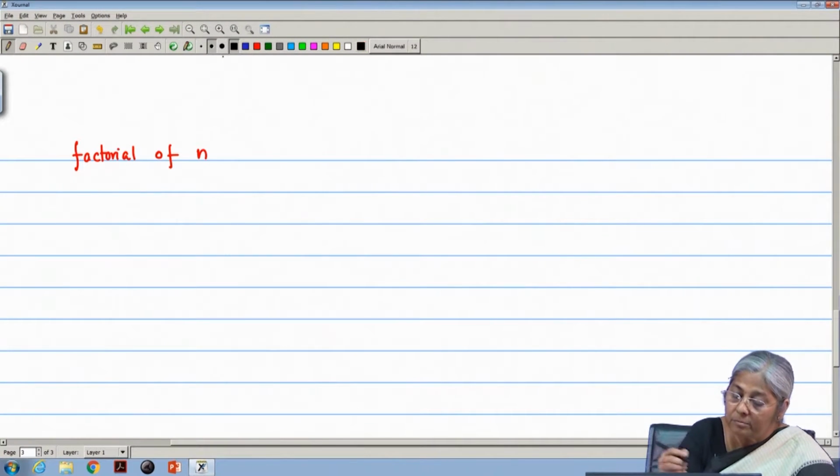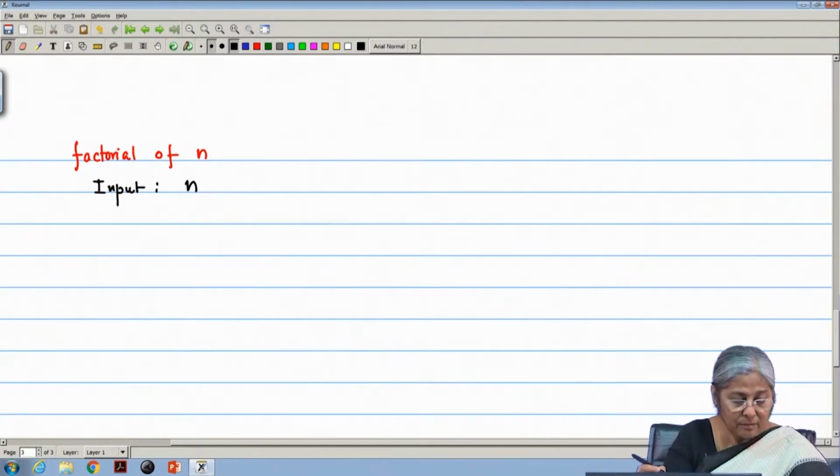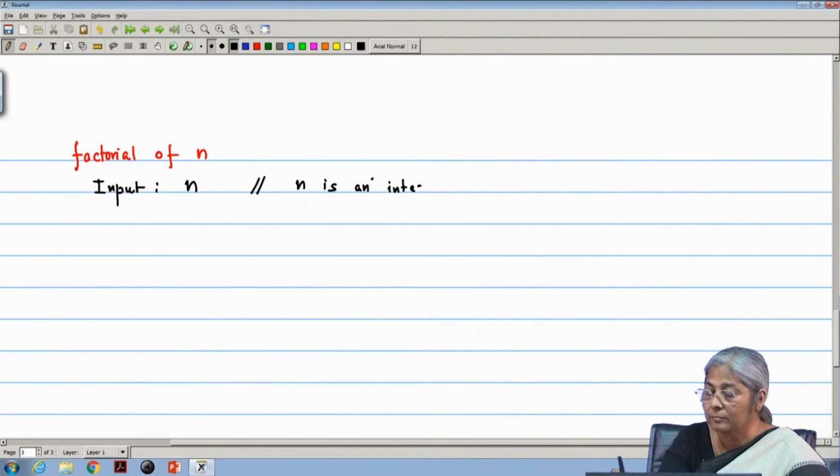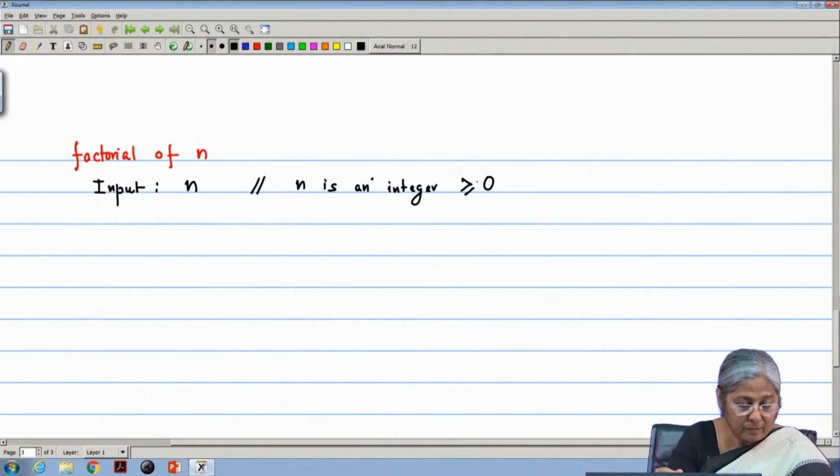So, I can write my input is n, and n is an integer greater than or equal to 0, and output is n factorial.